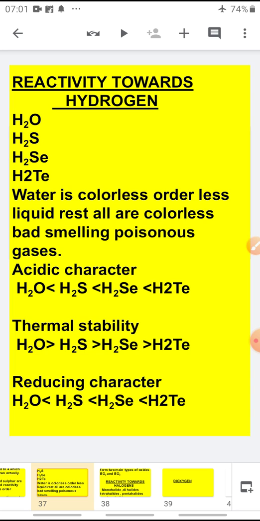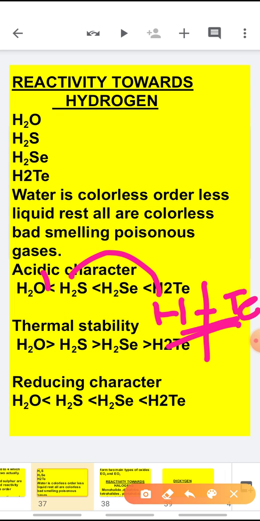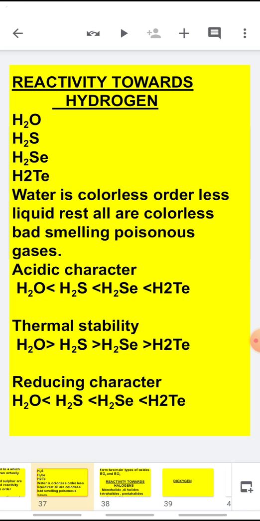Now, why is the acidic character increasing down the group? Because down the group, if we see the case of H2Te, the bond length is high. That means if the bond length is high, the bond strength will be less. So the bond can easily break and it can give its H ion. So as it can give its H ion easily, that means it is more acidic. This is the reason why the acidic character is increasing down the group.